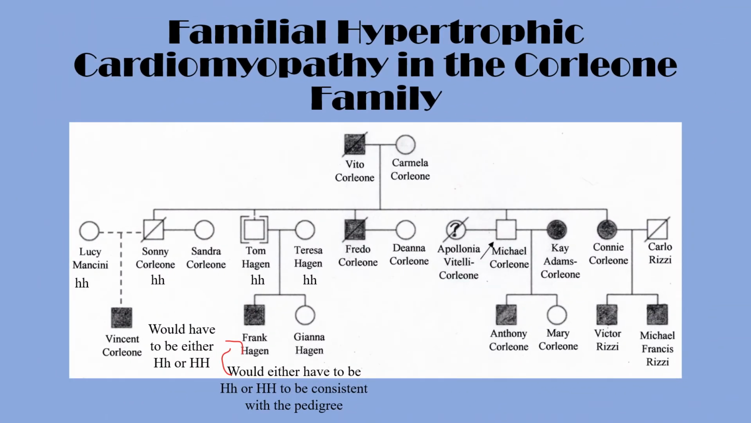Next is autosomal dominant. Autosomal dominant isn't consistent with the pedigree because with the pairing of Lucy and Sonny, either one of them is needed to have the dominant trait, and neither one did, which means they couldn't have had an affected son. Same thing with Tom and Teresa. They're both homozygous recessive, but yet they have an affected child that needs to have at least one dominant allele.